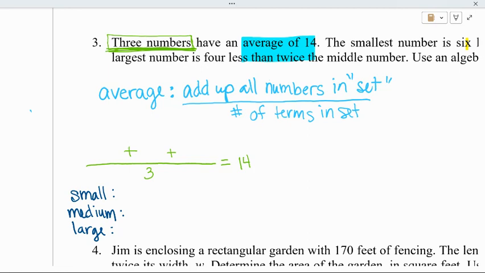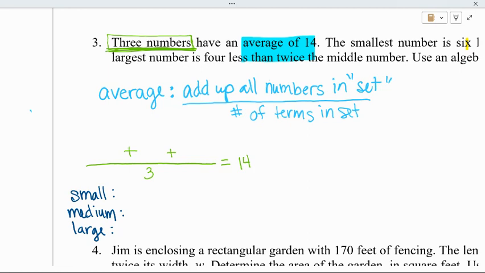Elisha, you want to read that for us? The smallest number? Turn right here, just that first sentence. Please and thank you. The smallest number is 6 less than the middle number. Okay, that's good. So what does that mean?